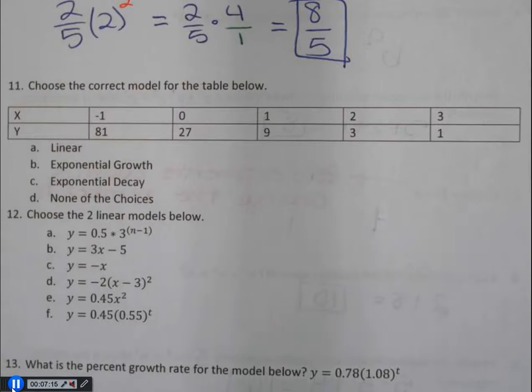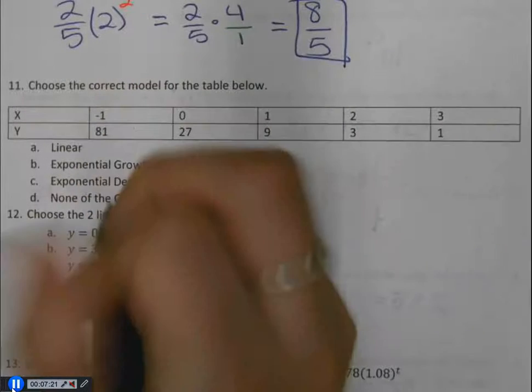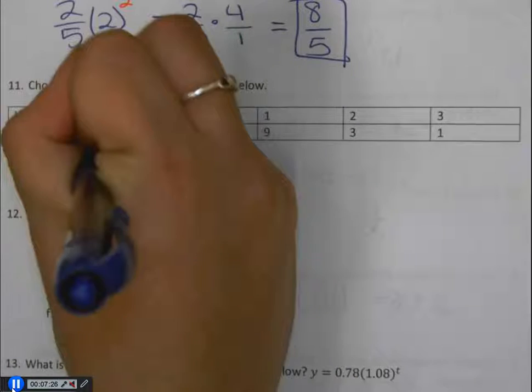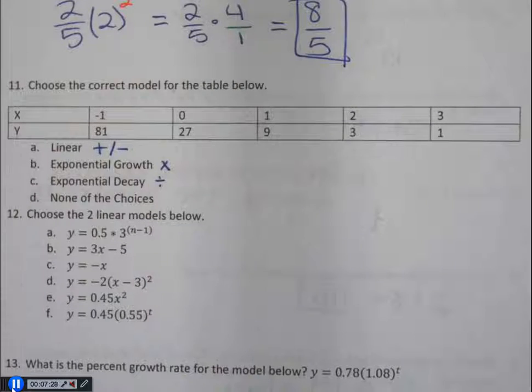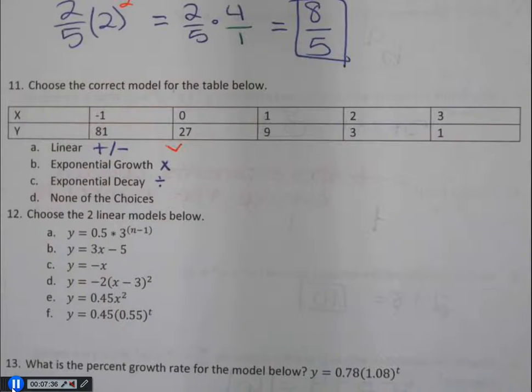Okay. Number 11, before I go start this, exponential growth is a multiplying pattern. Exponential decay is, I forgot, linear. And linear is adding or subtracting. So how do I only look at my y values? How am I going from 81 to 27? Minus what?